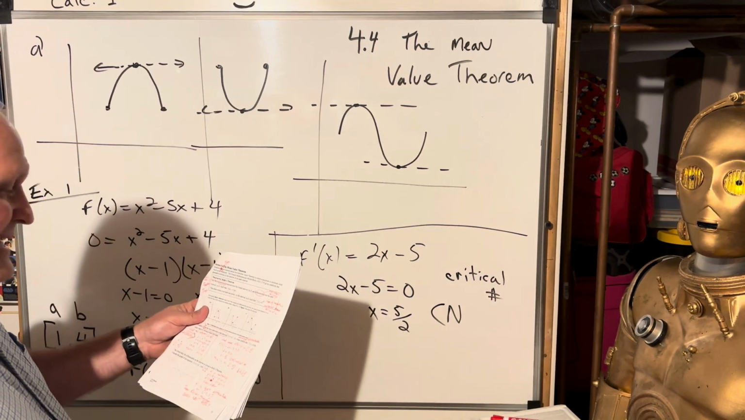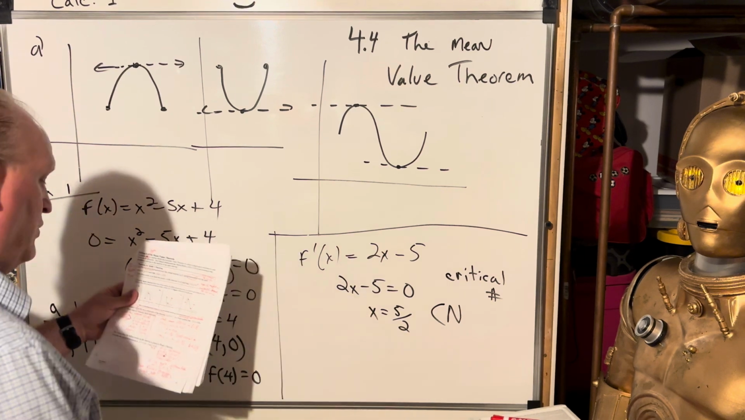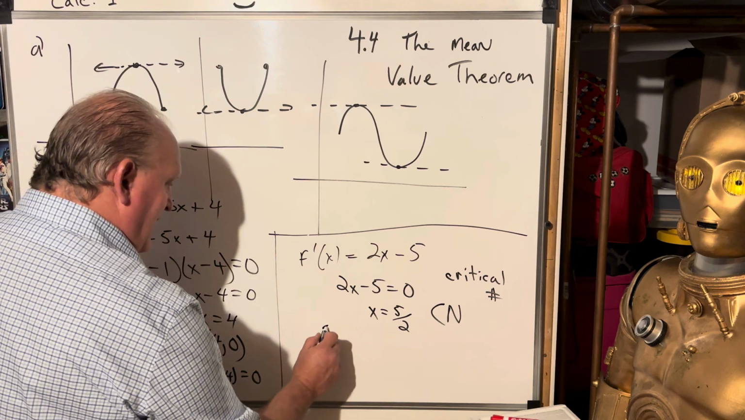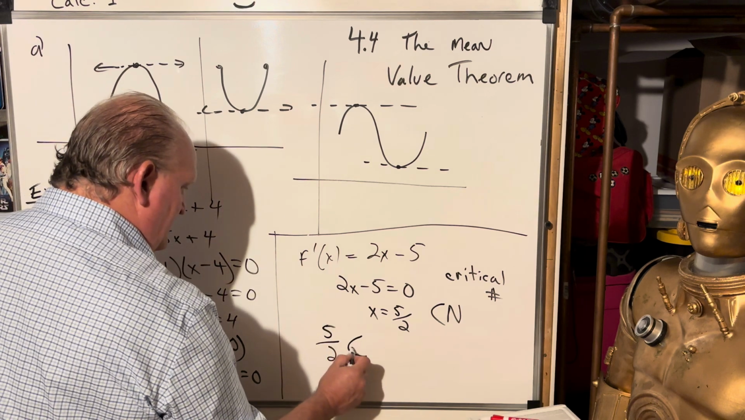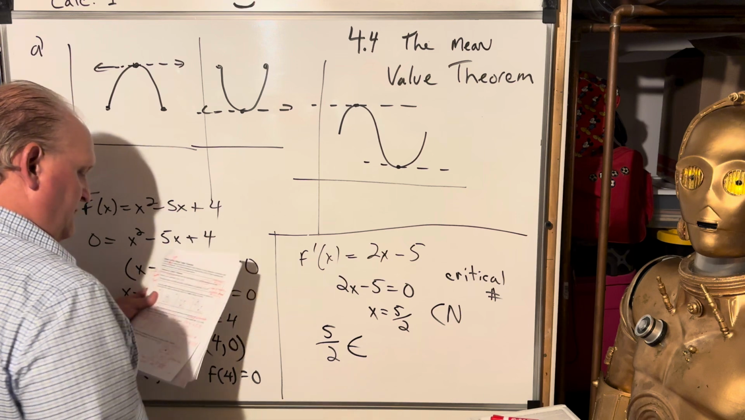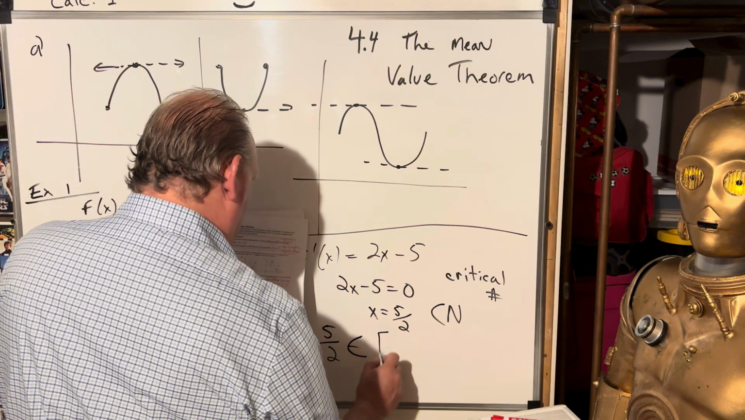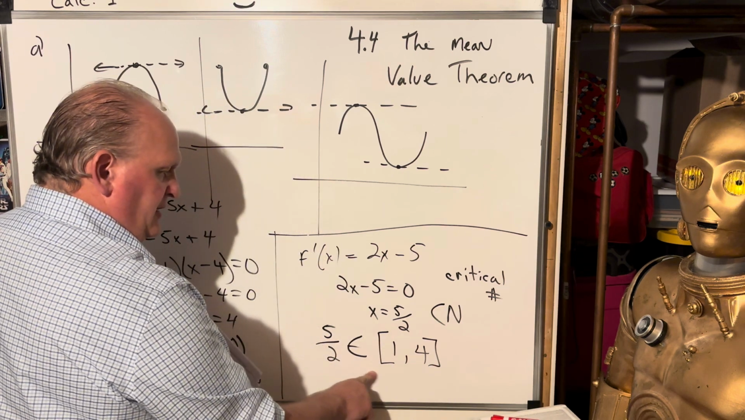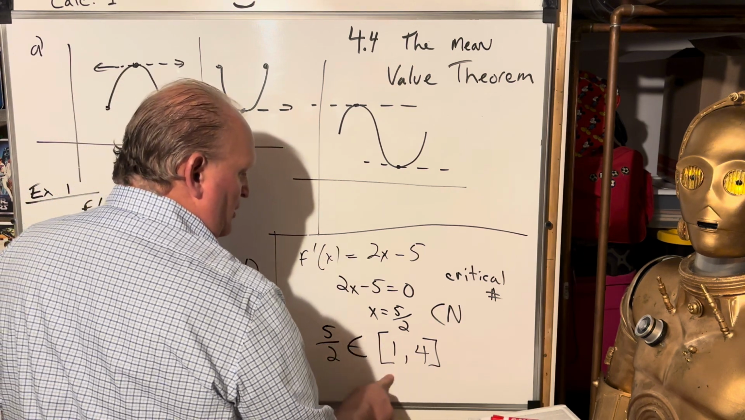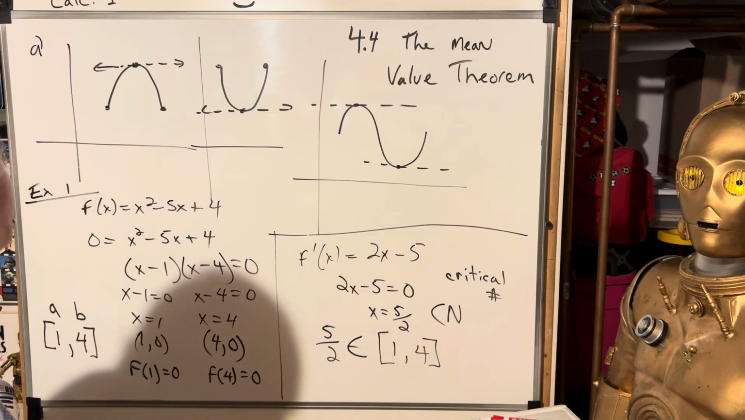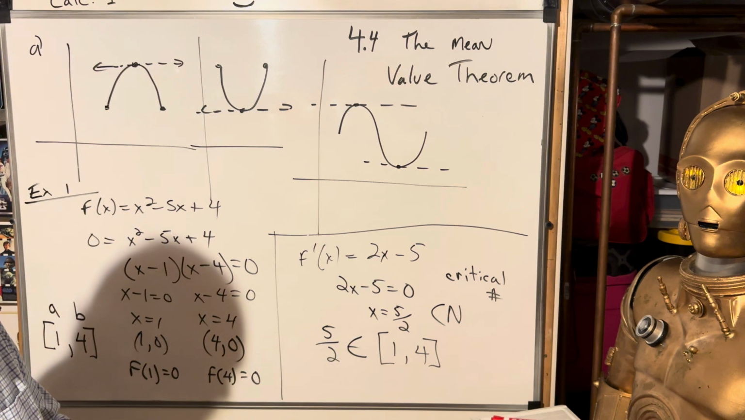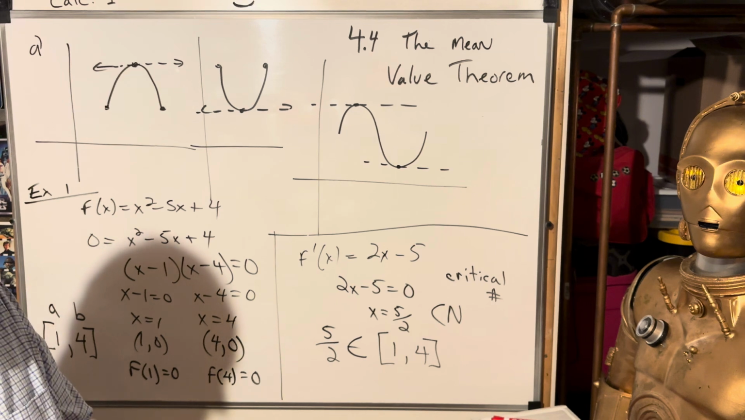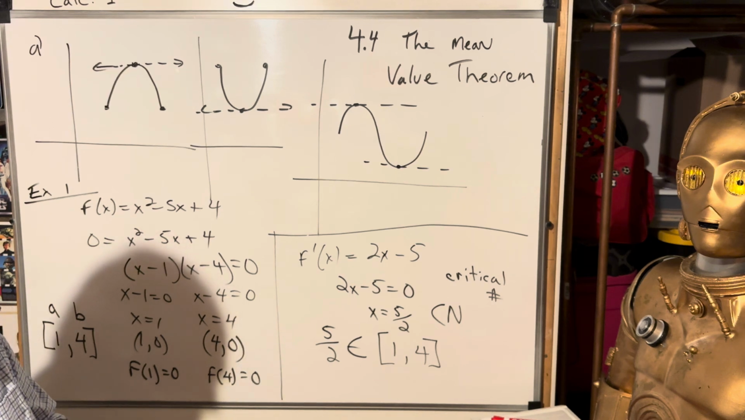And so this is in the interval from 1 to 4. The way that we say that, we say 5/2 is an element, that's what this little funky epsilon looks like, of the interval 1 to 4 inclusive. All right? Okay, so the criteria that f be differentiable on the interval is critical to Rolle's theorem.